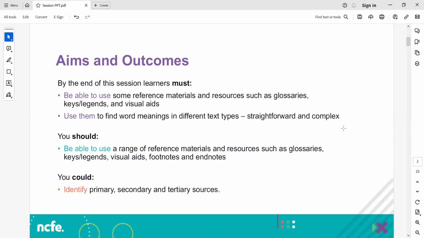Our aims and outcomes today are that by the end of this session, you must be able to use some reference materials and resources, such as glossaries, keys and legends, visual aids, and also use them to find word meanings in different text types. You should be able to use a range of reference materials and resources, such as glossaries, keys, legends, visual aids, footnotes, and endnotes. And you could identify primary, secondary, and tertiary sources.